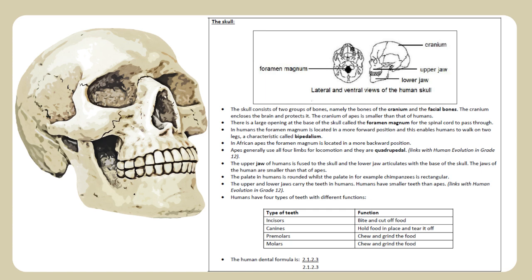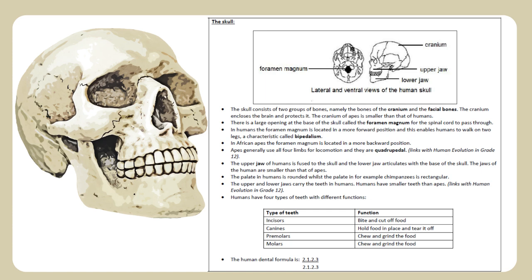The upper jaw of humans is fused to the skull, and the lower jaw articulates with the base of the skull. The jaws of the human are smaller than that of apes. The palate in humans is rounded, whilst the palate in, for example, chimpanzees is rectangular. The upper and lower jaws carry the teeth in humans. Humans have smaller teeth than apes. Links with human evolution in Grade 12.